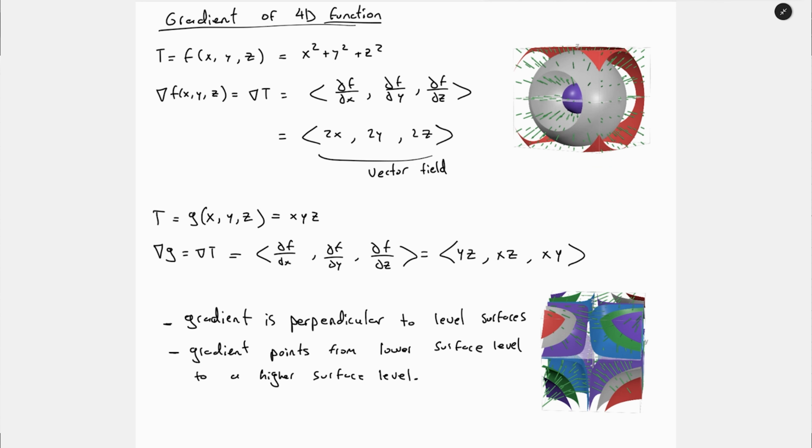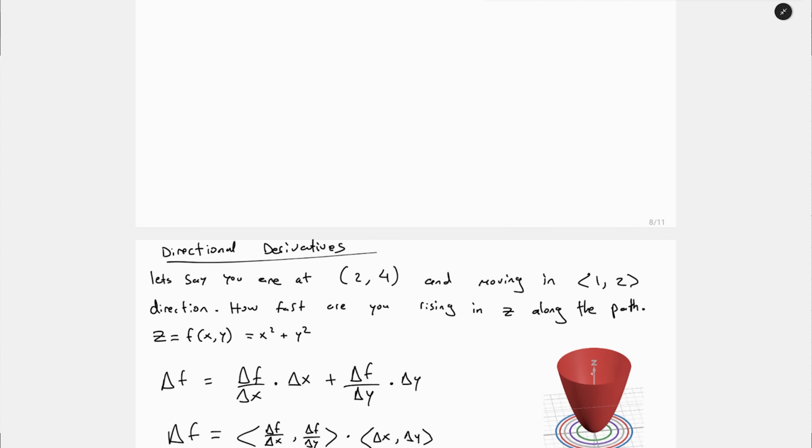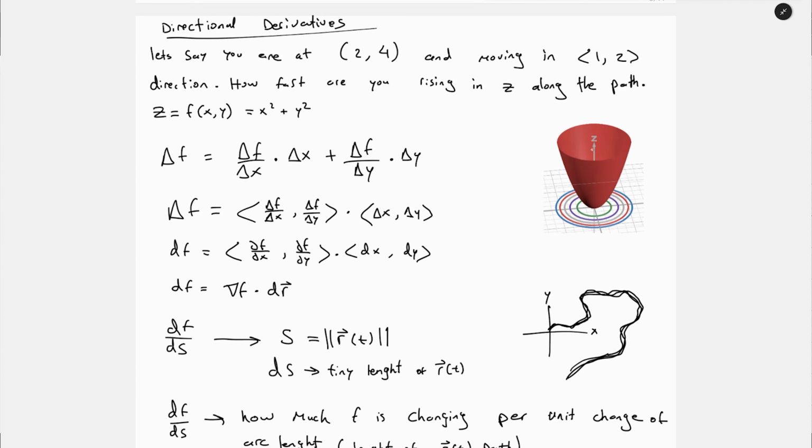Then we went into a 3D version of gradient and how a 4D function was shown in 3D and how the gradient turned out to be a 3D vector field. Again, it was the same idea. The gradient was perpendicular to level surfaces and it was pointing from a lower level surface to a higher level surface. Then we talked about the applications of this: directional derivatives.